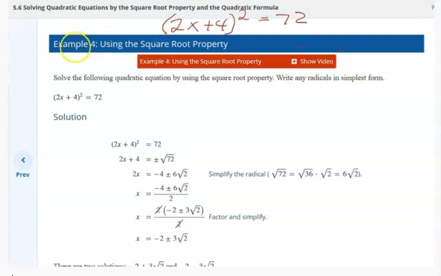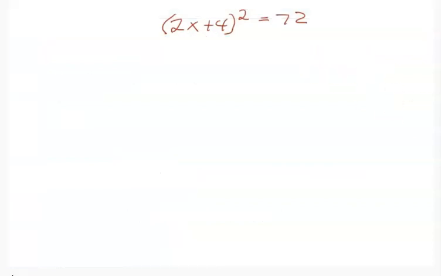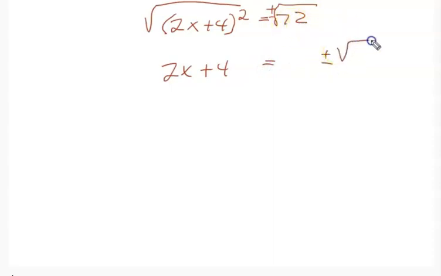Now, for example 4, that you're writing in your notes, we'll go to our whiteboard. And again, we're going to take the square root of this side plus or minus the square root of that side, where this side becomes 2x plus 4, just the radicand. And this is going to become plus or minus.